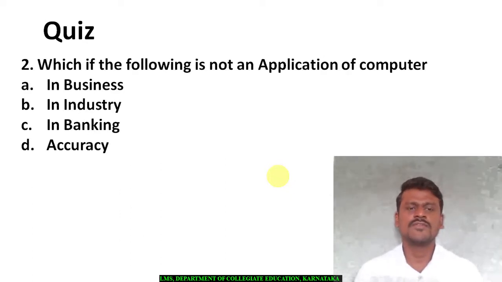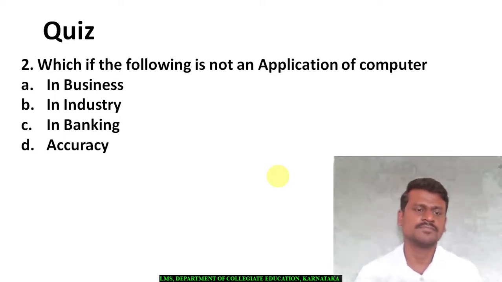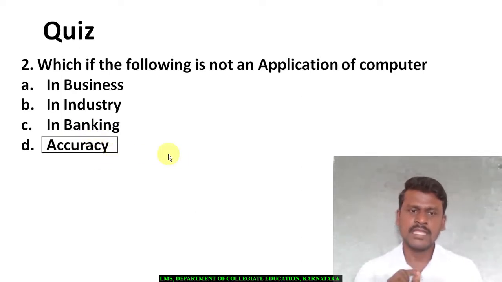Next is, which of the following is not an application of computer? Option A, in business. Option B, in industry. Option C, in banking. Option D, accuracy. Any guesses? Yes, answer is accuracy. Accuracy is not an application, it is a characteristic. Right?